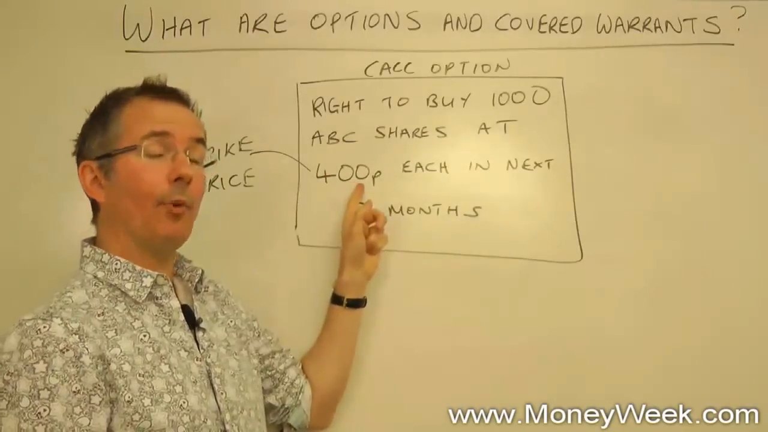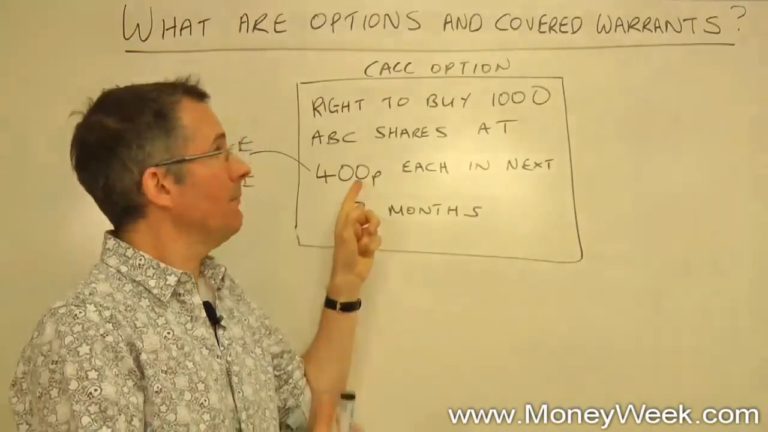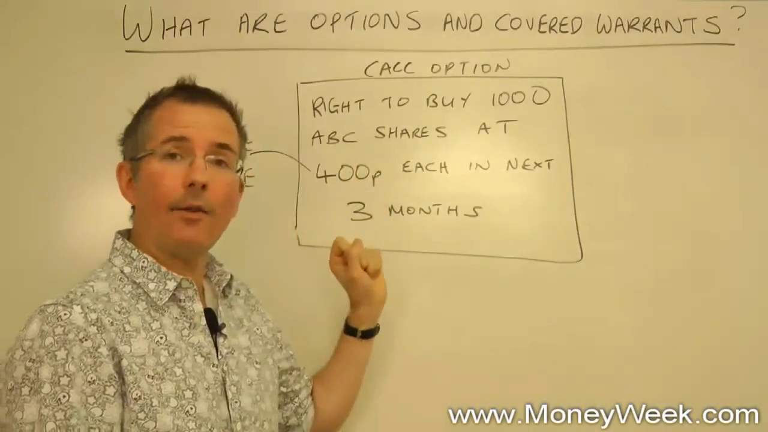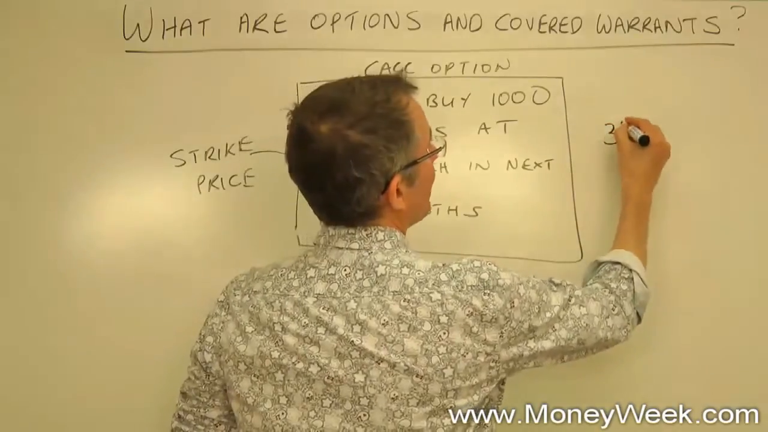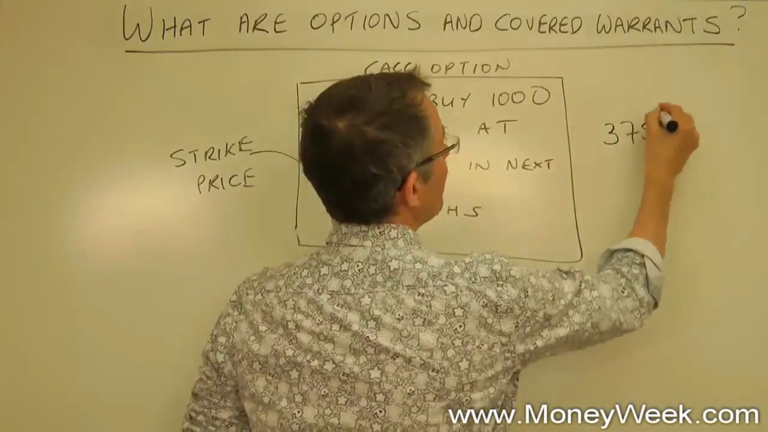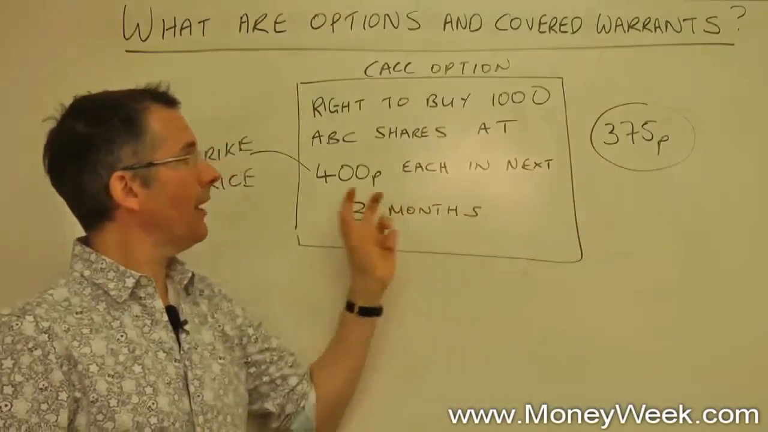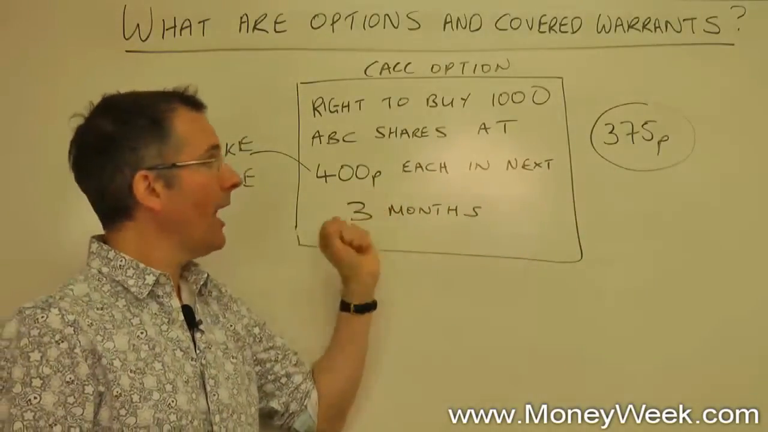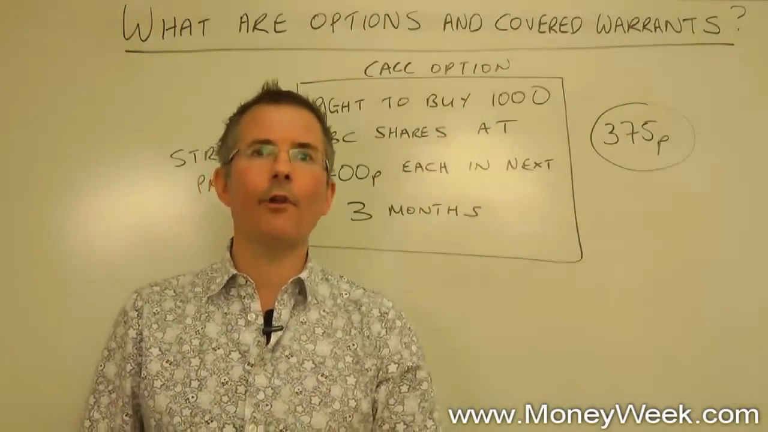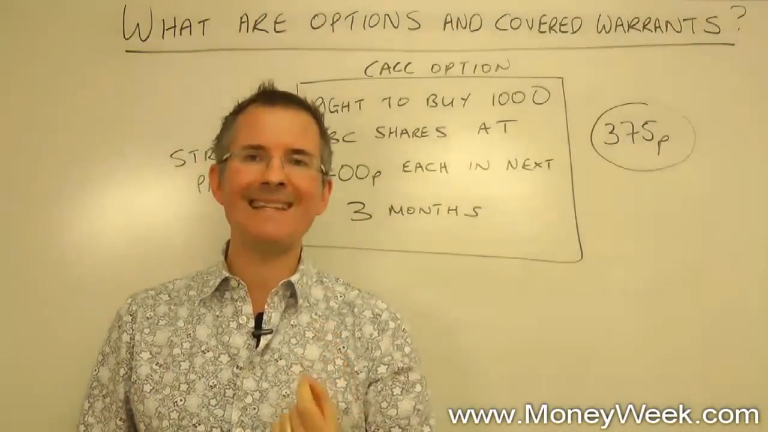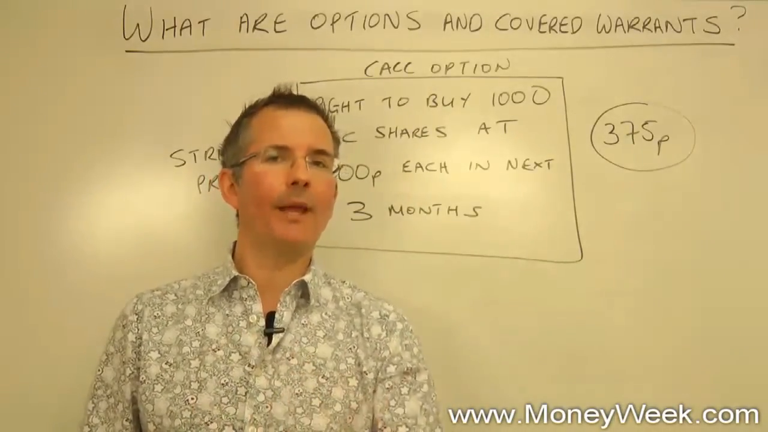That price, by the way, was one that I decided when I wrote the option. It's got nothing to do with the market price. The market price of ABC shares right now at the London Stock Exchange could be, let's say, £3.75. Alright, but it's my option, so I don't have to put that price in it. I decided the price of £4, and in the next 3 months makes it flexible, American style. If it said on a particular date in 3 months' time, it would be known as less flexible, European style.